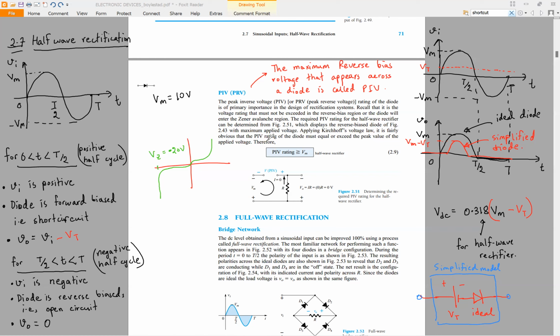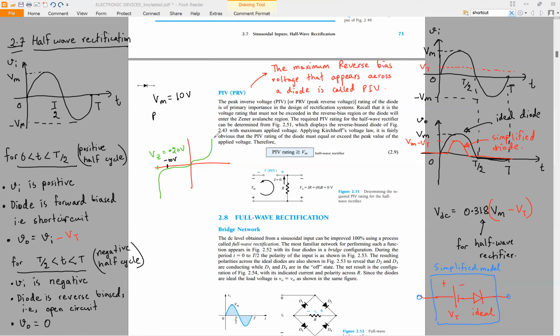then what will be the peak inverse voltage? What will be the maximum reverse bias voltage that will appear across the diode? That will be minus 10 volt, right? Because for a sinusoidal curve, it's from 10 volt to minus 10 volt. So the peak inverse voltage will be minus 10 volt. So that means this is the maximum voltage that will appear across the diode.